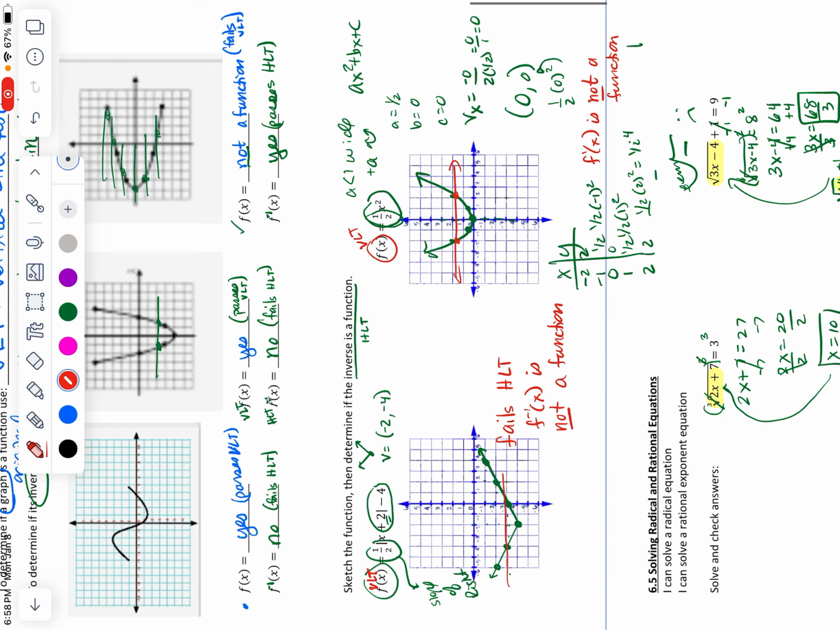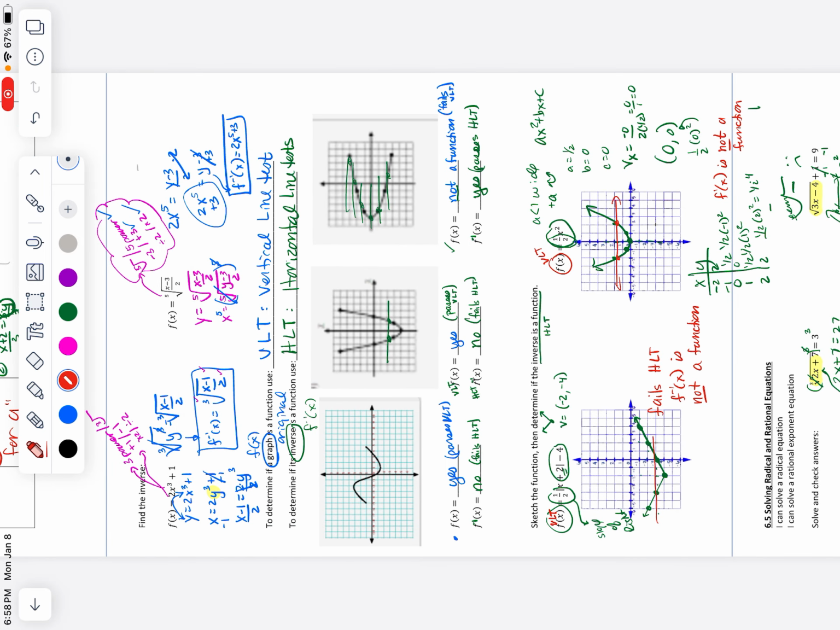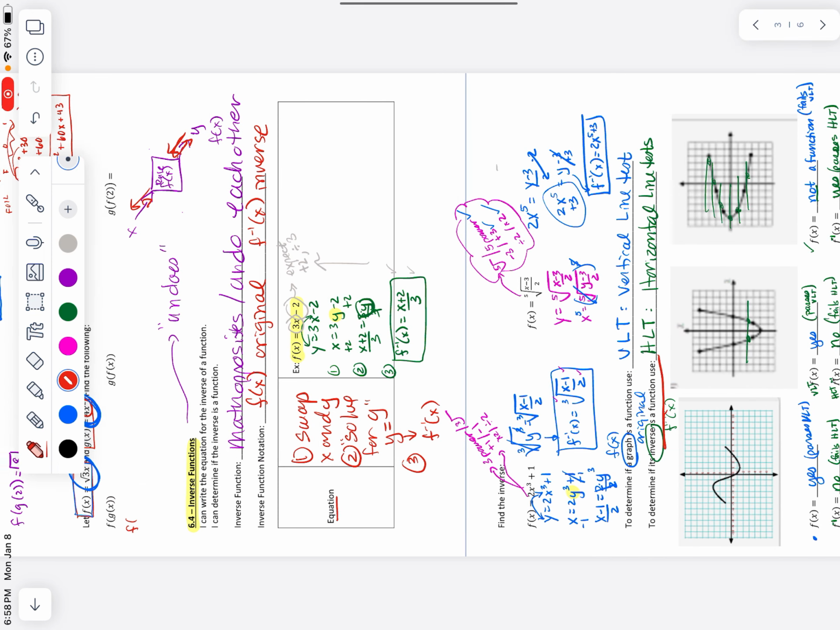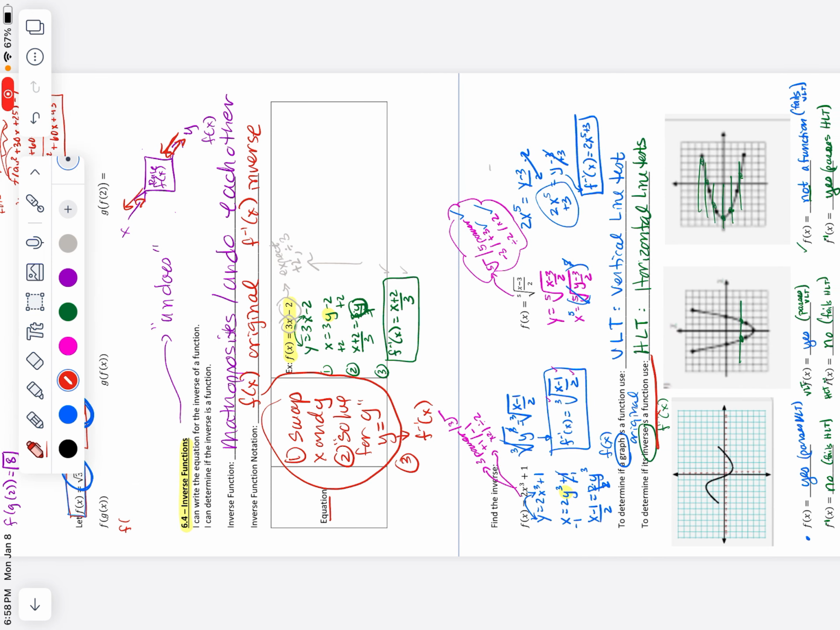So the two key factors for today are using the horizontal line test to decide if the inverse is a function, and then using this old swap and solve to decide what is the equation for the inverse.